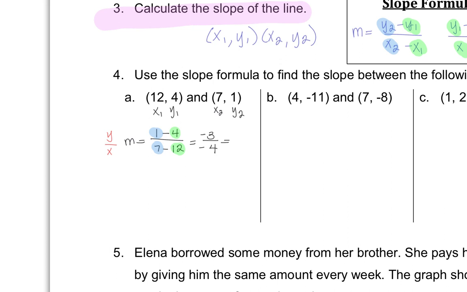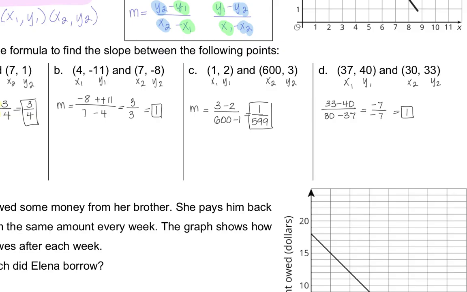But when we have a negative over a negative, that's going to give me a positive. So we end up with a slope of 3/4. Okay? So go ahead and try the next 3 on your own and then continue playing to check your answers.